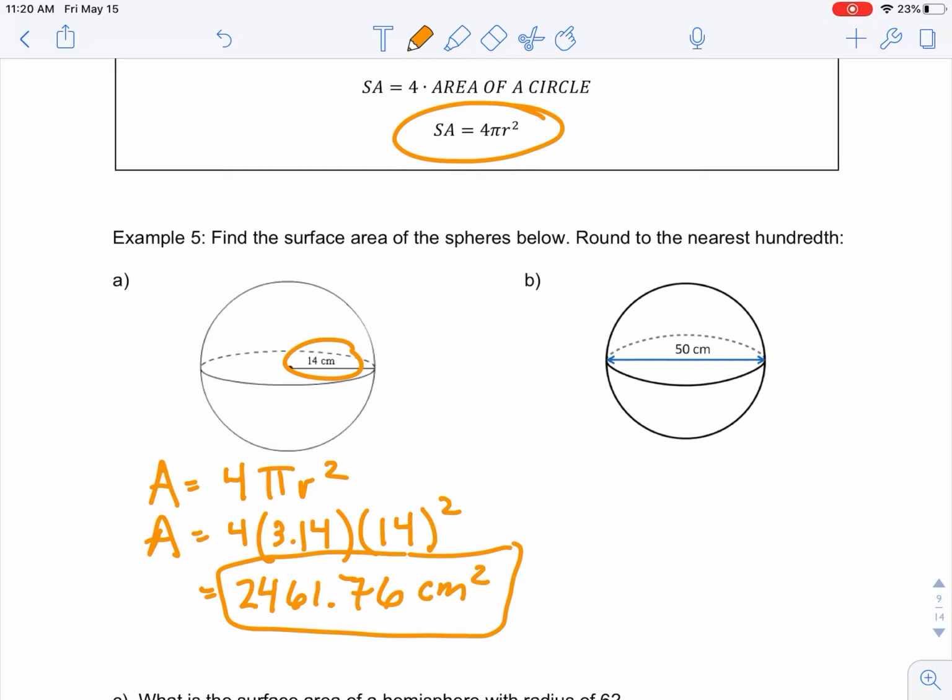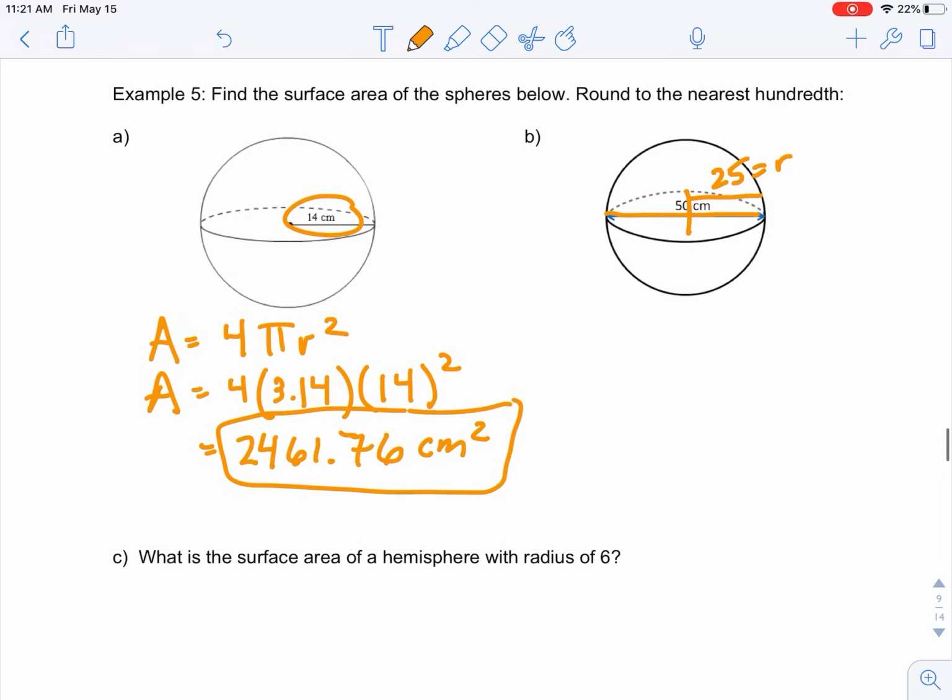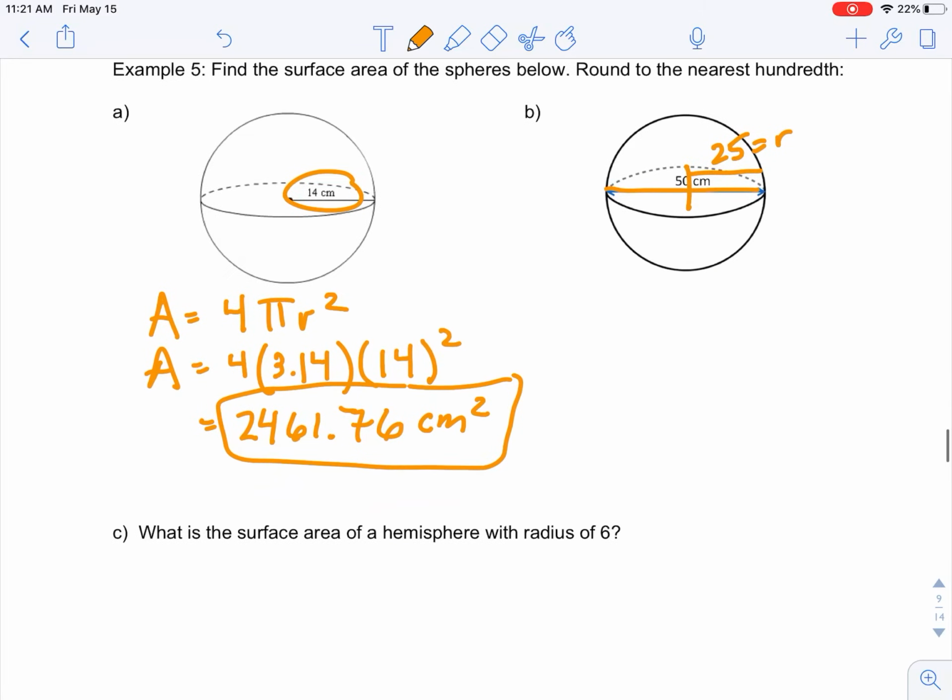Okay, just be careful on ones like this in case they go all the way across. That's a diameter. Remember, we want the radius. We've got to cut that in half. So half of 50 would be 25. So make sure you're using the number 25 for your radius. All right, and then you can figure out letter B. Be careful with C. It asks for a hemisphere. So just like the other ones, you're just going to divide by 2 at the end. Okay, and that's going to give you a hemisphere.